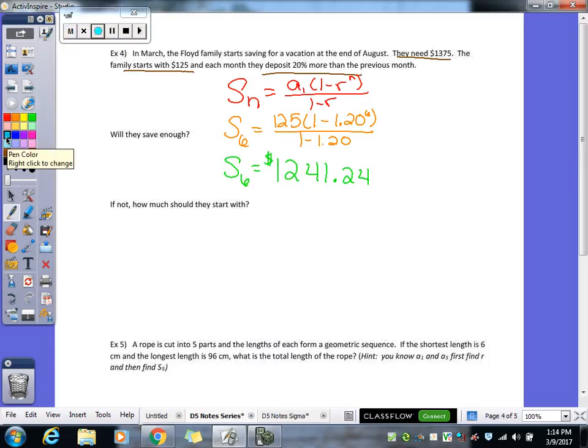So, will they save enough money? No. Not their values. Because remember, that's how much money they wanted up there.